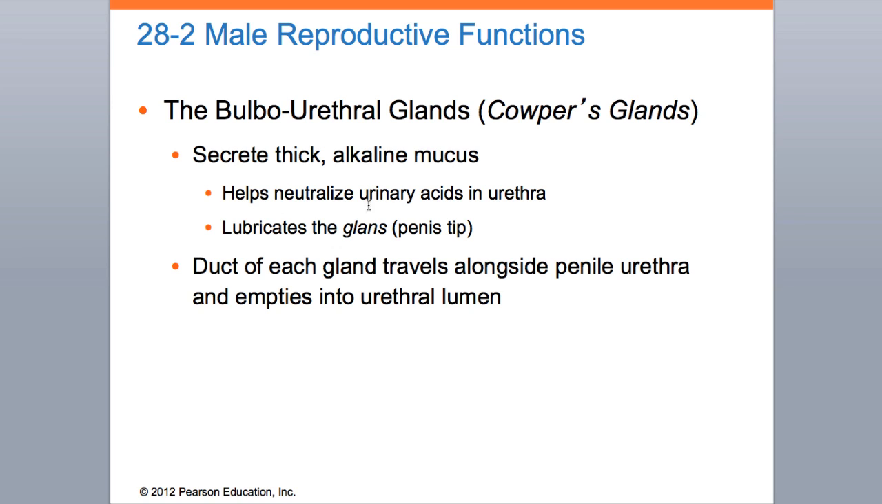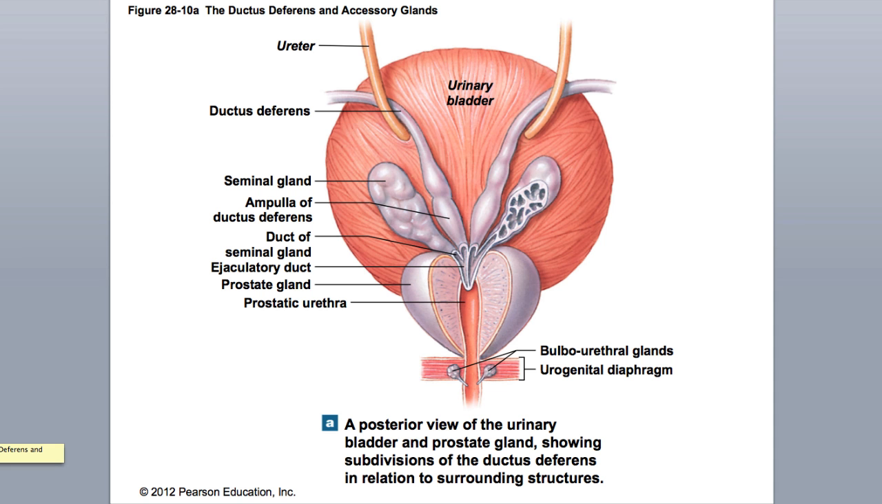Helps neutralize the urinary acids in the urethra. That is both in the male and the female. So if there's any urinary acids in the urethra, this will neutralize it. During intercourse, it actually lubricates the tip. So it helps lubricate the tip during intercourse. Next slide. Again, we've already seen this picture.